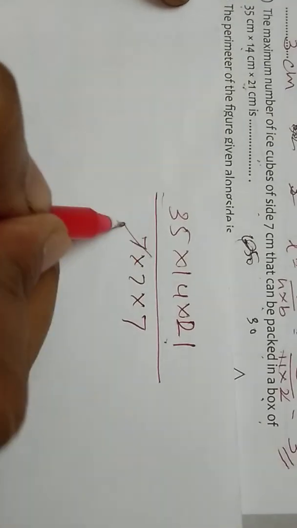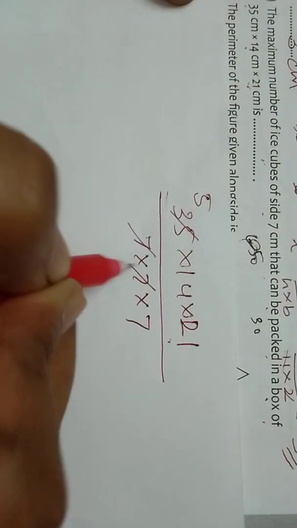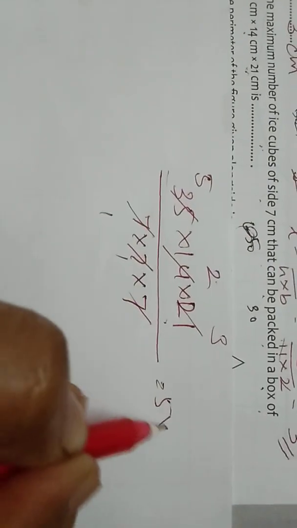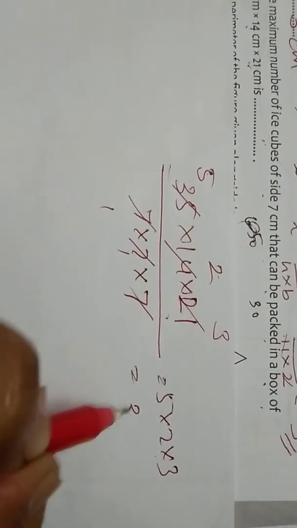So we can divide 35 by 7, we get 5. 14 by 7, we get 2. 21 by 7, 7 threes are 21, so we get 3. That is 5 into 2 into 3, that is 10 into 3. 30 ice cubes can be packed in that measurement. That is, 30 is the answer.